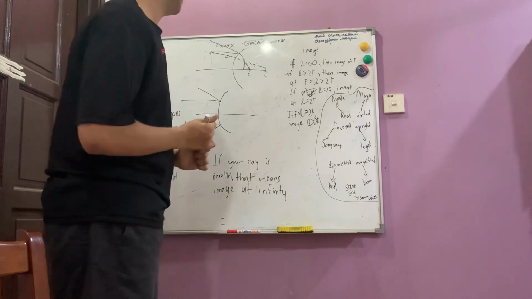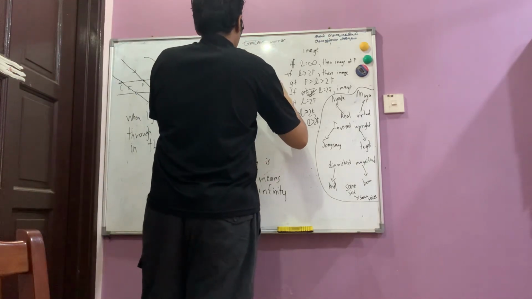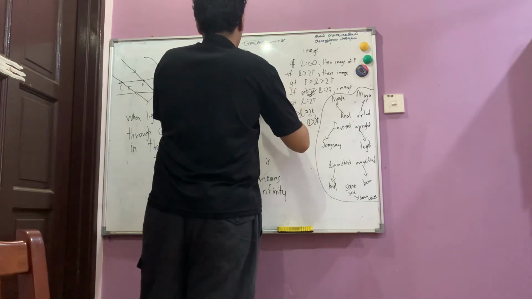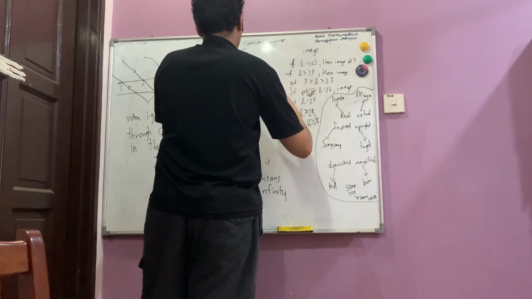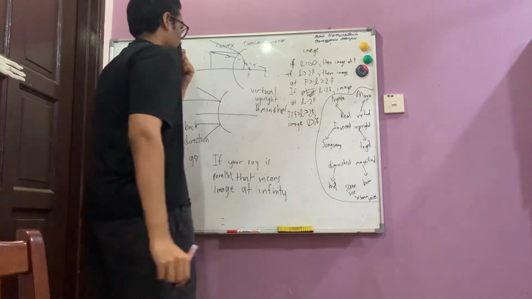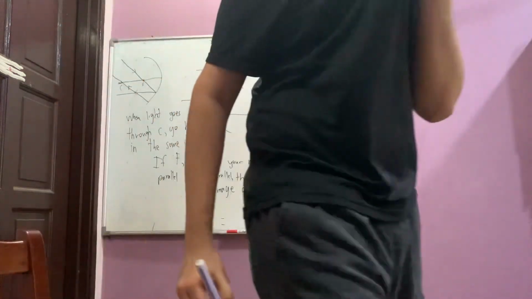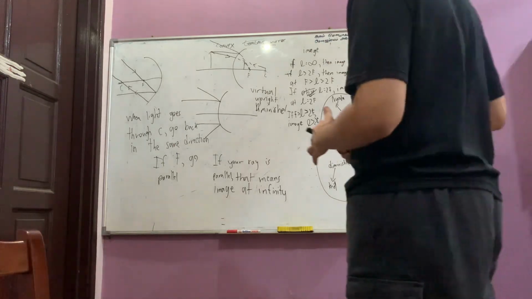And the image will always be virtual, upright, and diminished. I think that's all. Yeah, virtual, upright, diminished. The object will always be smaller, it will not be bigger.